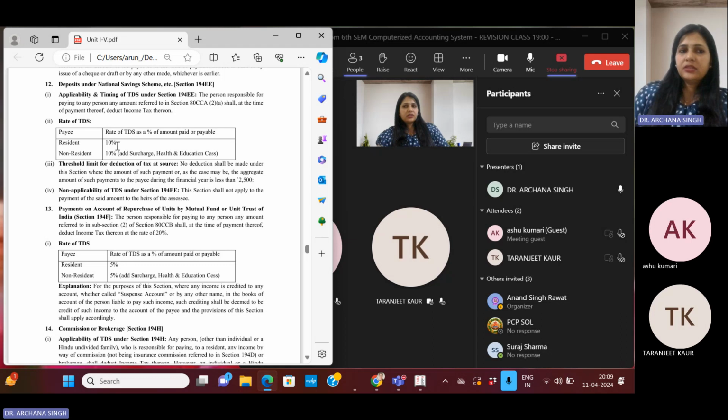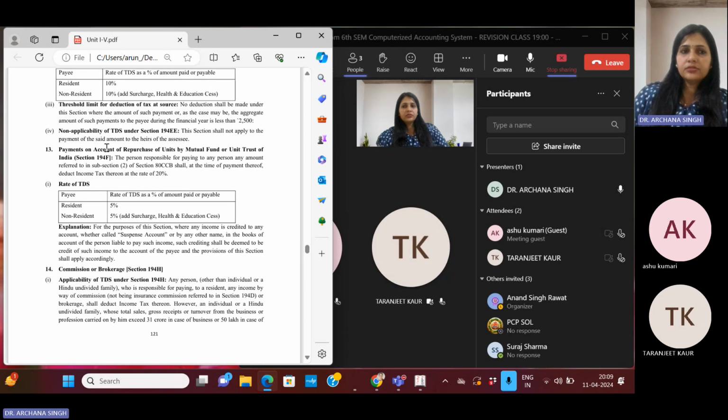And what is the rate of TDS? In case of a resident, it is 10%. In case of a non-resident, it is 10%, to which you have to add the surcharge and health and education cess. Okay, include that also. Then the threshold limit for deduction of TDS: no deduction shall be made under this section where the amount of such payment, or the aggregate amount of such payments to the payee during that financial year, is less than 2500 rupees. Okay, this is the threshold limit.